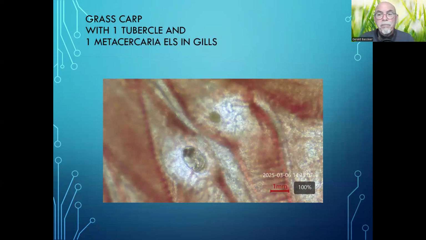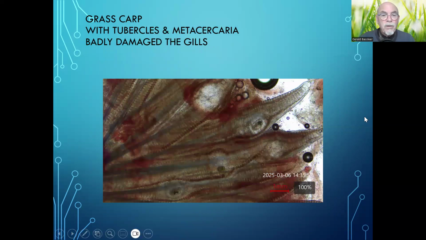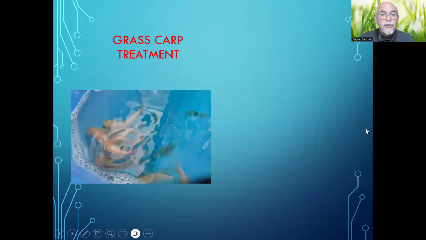Here we see another part of the gill with a tubercle, usually caused by Mycobacterium, fish tuberculosis. And here we see the encapsulated metacercaria, a worm larva. Here we can see quite a few more badly damaged gills with worm larvae, the metacercaria, and one tubercle. Well, you can imagine that these fish were badly suffering.